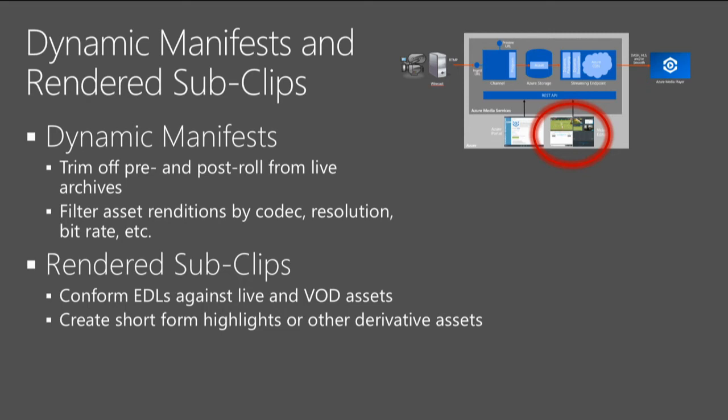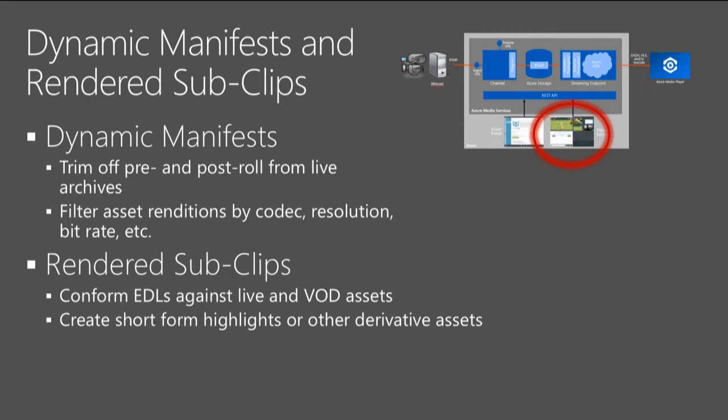So the next one, rendered subclips. This is a slightly different scenario. Think of it this way: if we go back to the CEO town hall, maybe he has 1 minute where he talks about something really important to the company strategy. He's got maybe an hour and a half presentation, but there's 1 minute that one particular department talks about something that's really important to them, and they want to publish that out as a short form clip that they can publish out to all the employees within their department. So you would use rendered subclips for that capability.